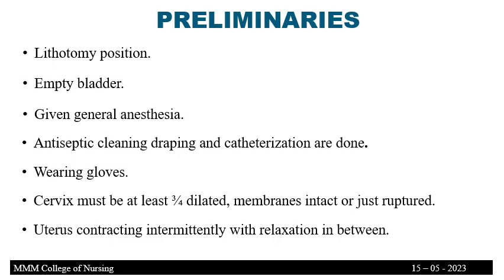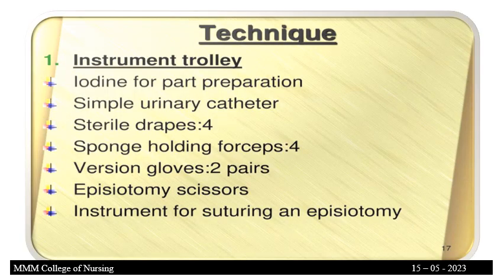Cervix must be at least 3 by 4 dilated and membranes intact or just ruptured. Uterus should be contracting intermittently with relaxation in between. So these are the preliminaries for internal podalic version.